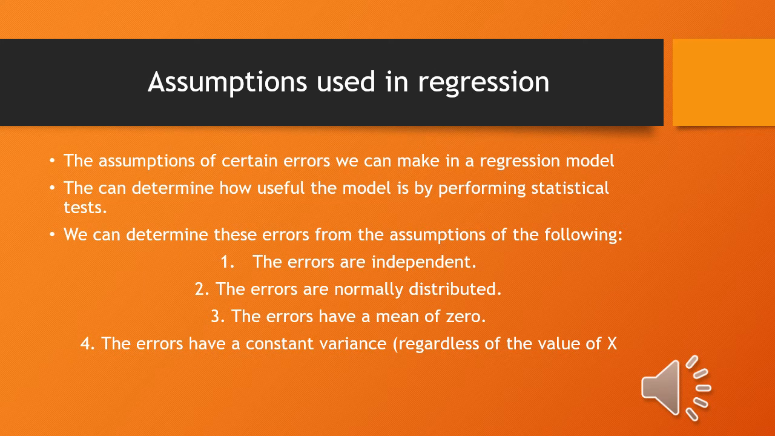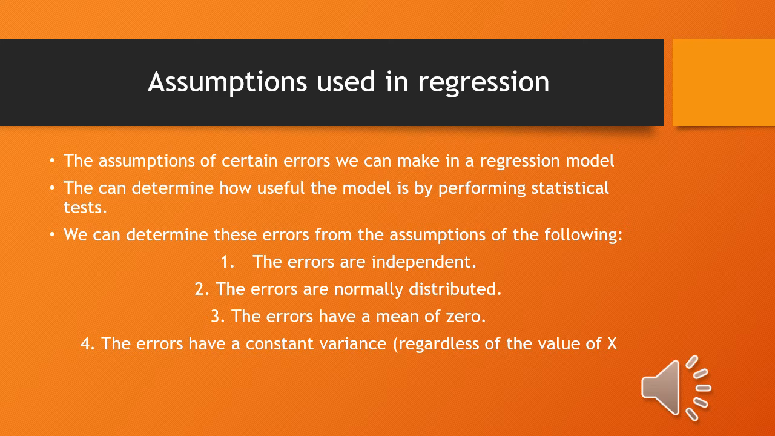Firstly, I'm going to list the assumptions used in regression and use the residual plots to identify the problems. The assumptions used in regression are assumptions about certain errors we can make in a regression model. This can determine how useful the model is by performing the statistical tests. We can determine these errors from the following assumptions.